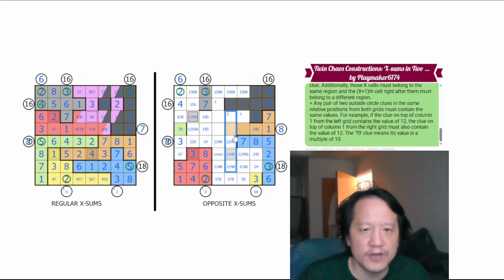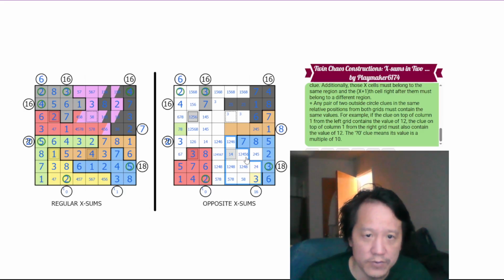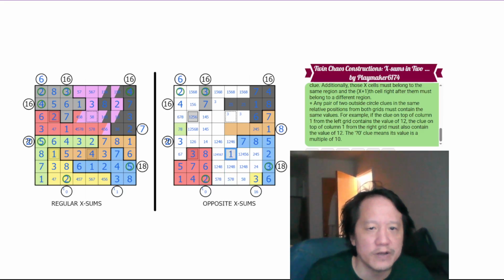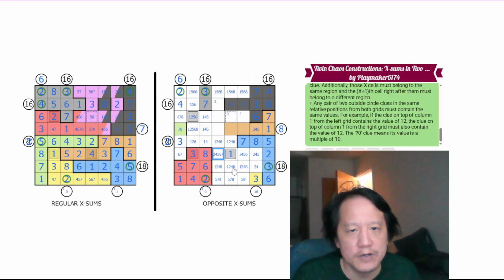Can this be 5 anymore still? 1, 2, 3, 4, 5, 6, 7, 8, 9. The answer is no. So no 5 available vertically. This can't be 2 vertically. Can this be 4? 1, 2, 3, 4, 5, 6, 7, 8, 9. No. And it can't be a full region by itself, so this has to be 1. So this is 1 vertically. No 1 here, no 1 here, no 1 in the rest of the column.